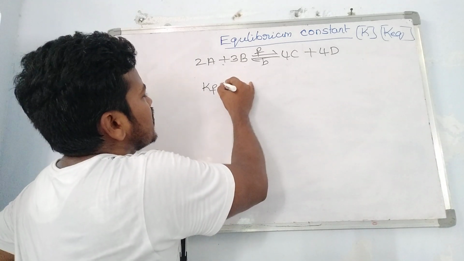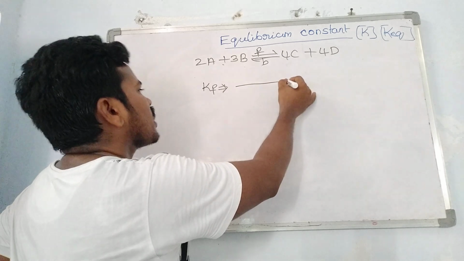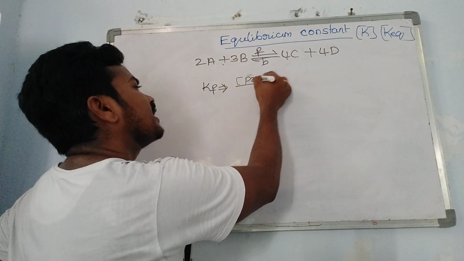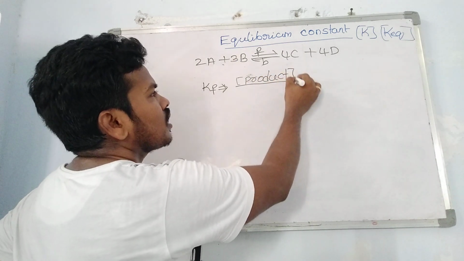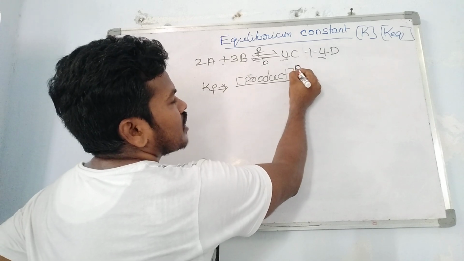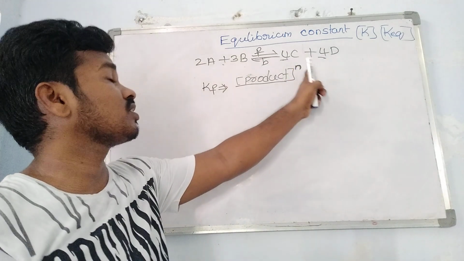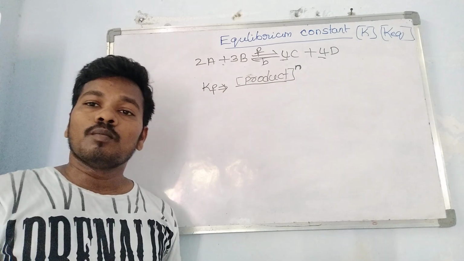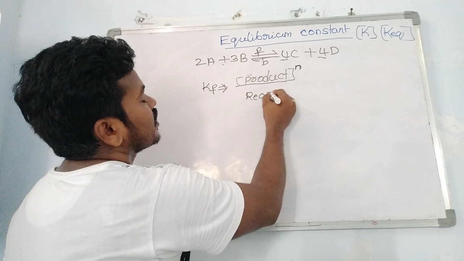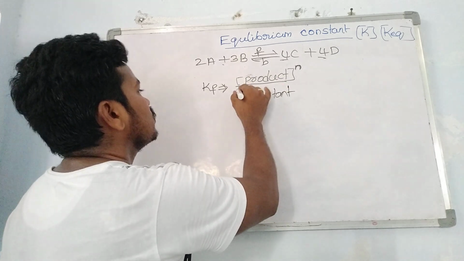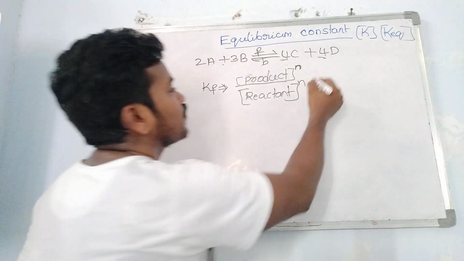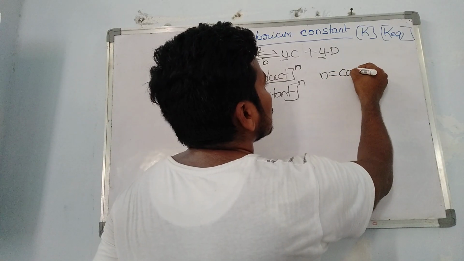See here, for the Kp, how will you write? Whenever you are writing, you take the active masses of the products. Whatever the concentration is, you can take this concentration. Here I am writing N, where N is nothing but the molar concentration. Next, for the reactants, the product of the reactants you can take, and N is again the concentration.